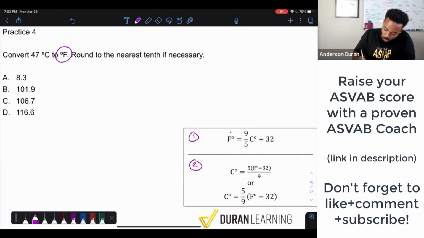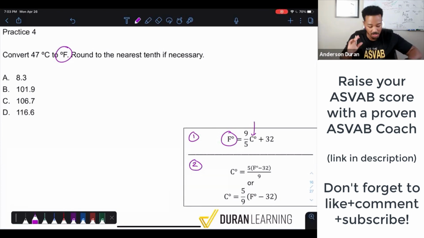My rule was pick the formula that has what you want already by itself, because all you have to do from there is plug into what you have and then just do the math.